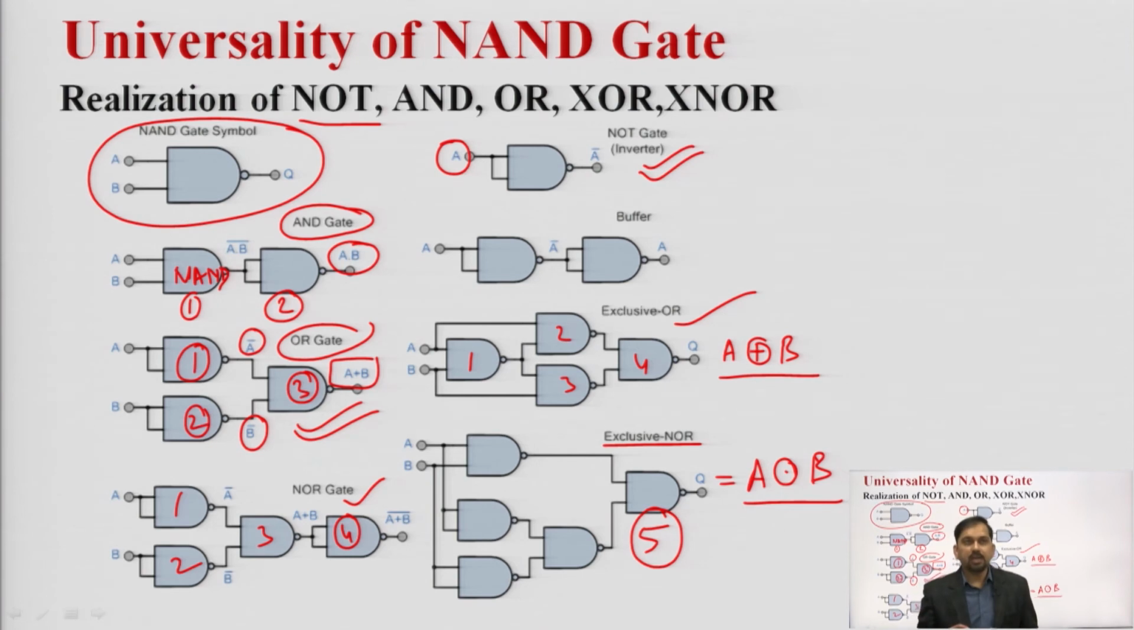So we have basically built all the other gates with the help of the NAND gate. That is called the universality.